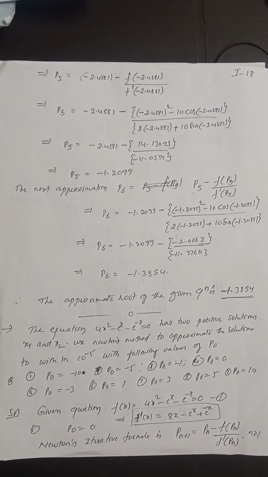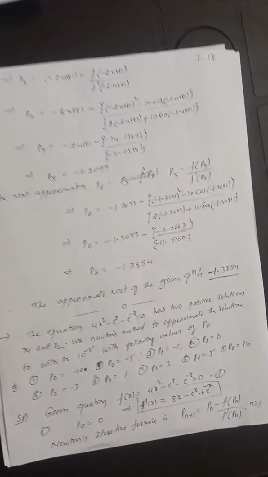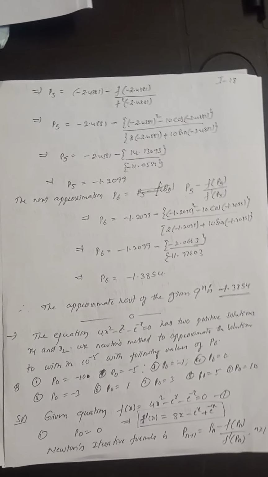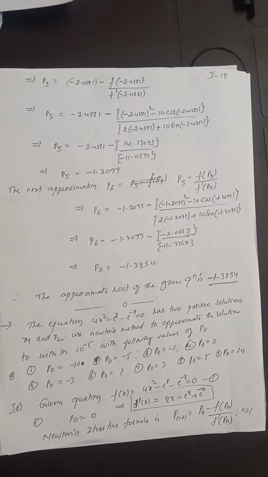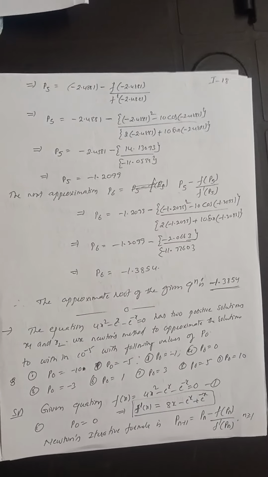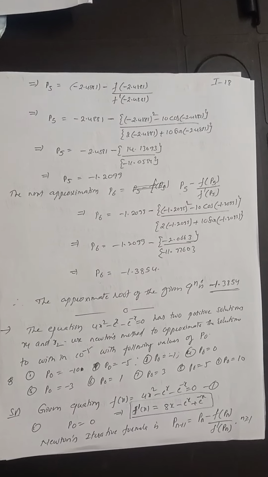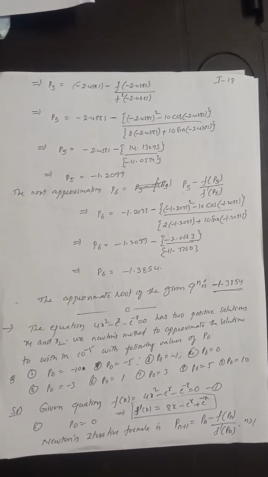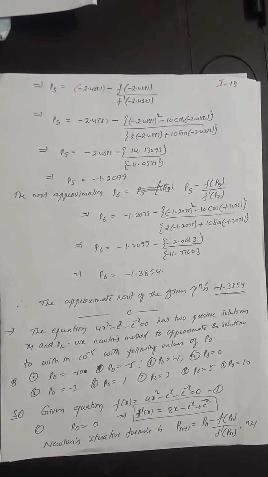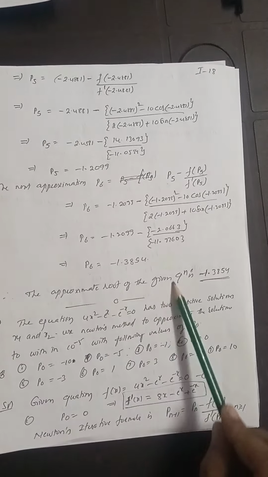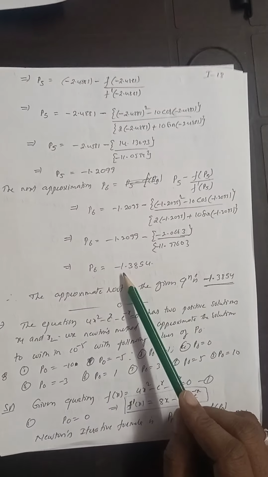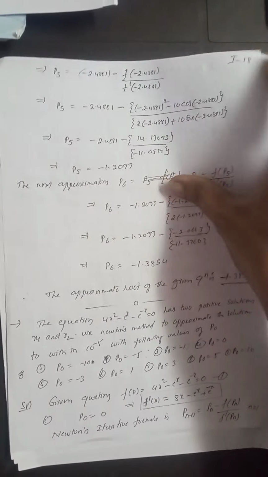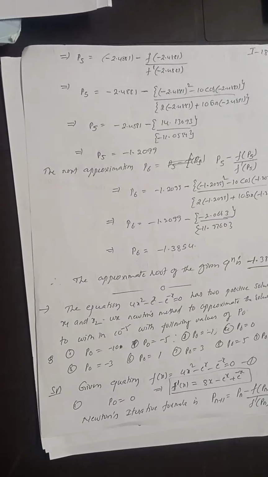Now we can stop the procedure at this stage. If you want, you can proceed to further stages. That means P7 if you want you can calculate, P8 also you can calculate, right? Now here I am stopping the procedure. Therefore the last value of P, that is P6, is the approximate root of the given equation. The approximate root of the given equation is this value, minus 1.3854, right? Now if you want you can practice those problems.